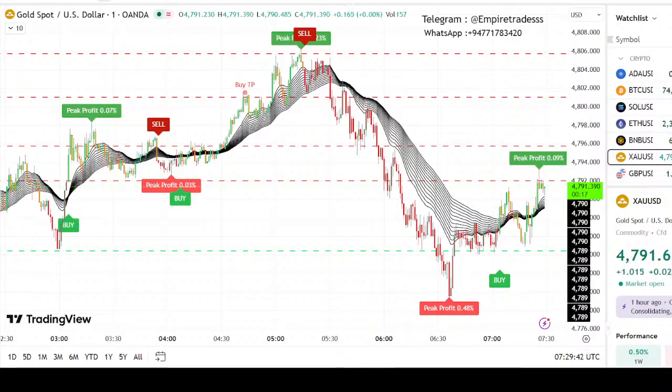Practicing patience and discipline. Patience and discipline are key traits of successful traders. Stick to your trading plan and avoid impulsive decisions driven by emotions. Wait for the right trading opportunities that align with your strategy. Patience ensures that you do not enter trades prematurely, and discipline helps you follow your plan without deviation.